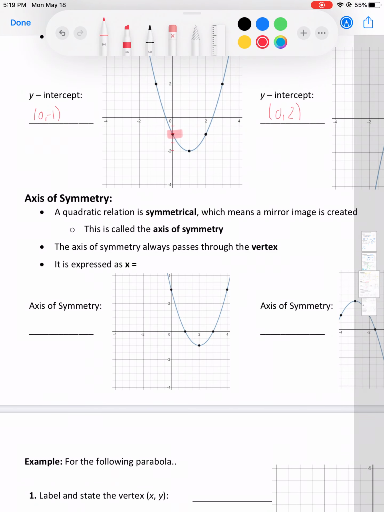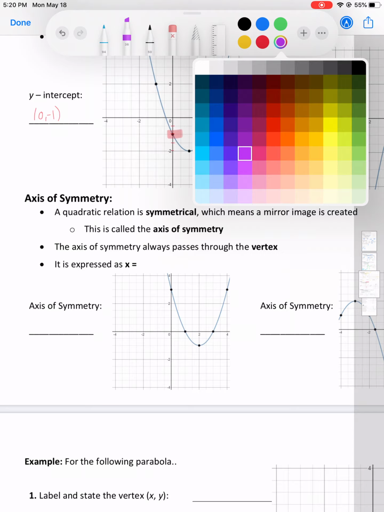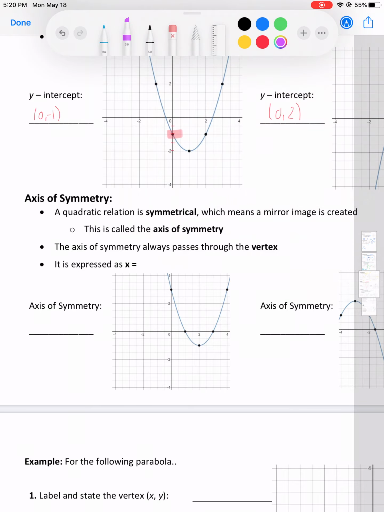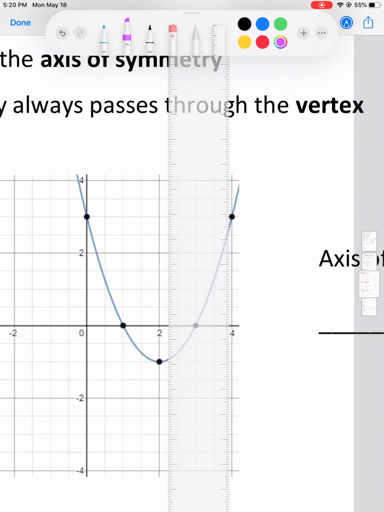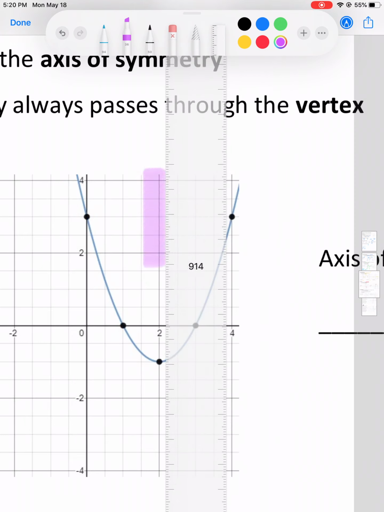So that means this is the axis of symmetry. That's this guy right here. I know I did that really thick. Okay, let's do that again.